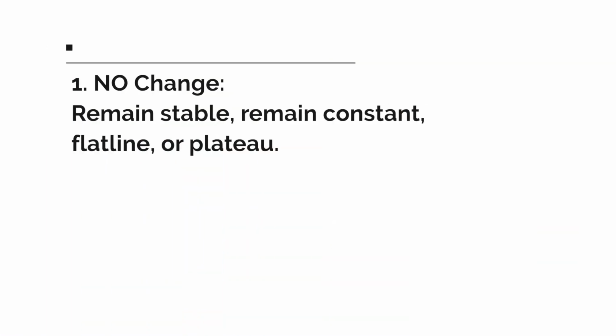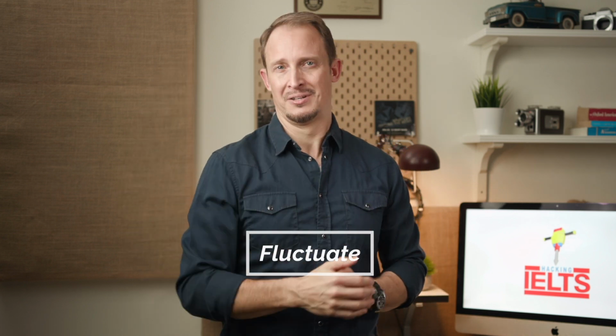And if there's no visible change at all, then we could use remain stable, remain constant, flatline, or plateau. Where a line or a bar on a graph tends to rise and fall, we could use fluctuate. This covers just some of the verbs that could be used.